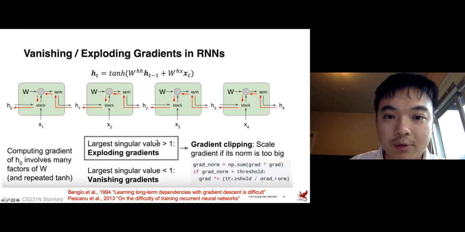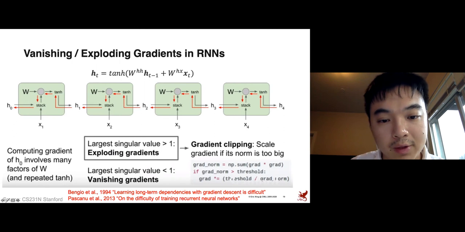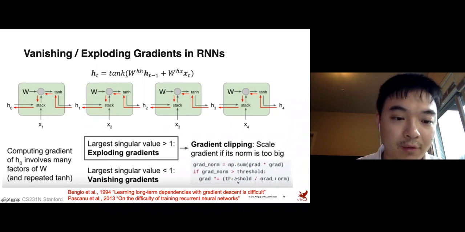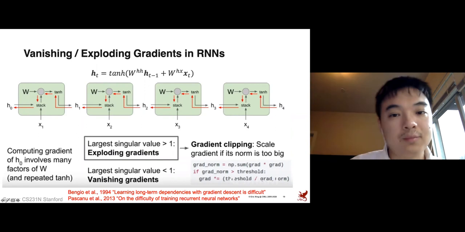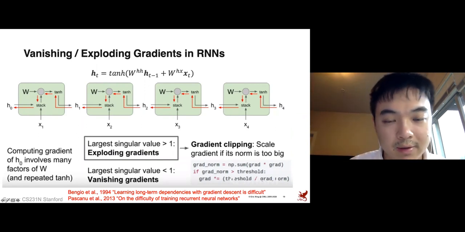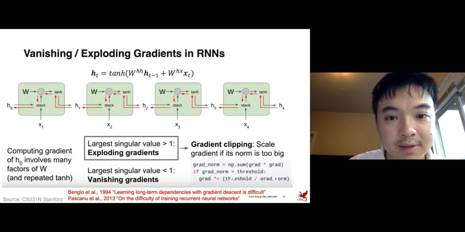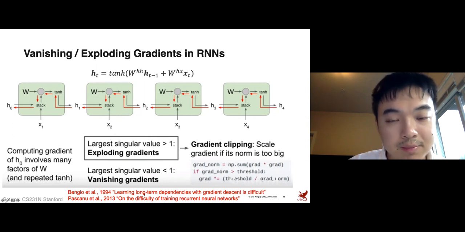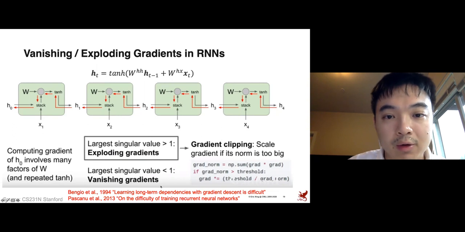For exploding gradients, we can have some tricks, like value clipping. That is, when the gradient is larger than a threshold, we just brute-force clip this gradient. But for vanishing gradients, it is much harder to have similar tricks to sidestep this issue. For more details, you may refer to these papers for a theoretical analysis of this phenomenon. Any questions on this?